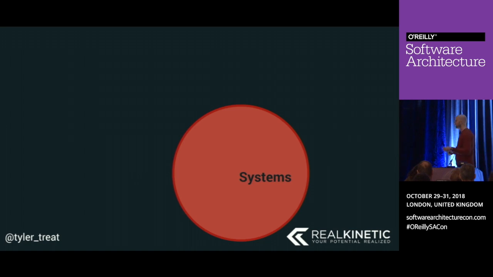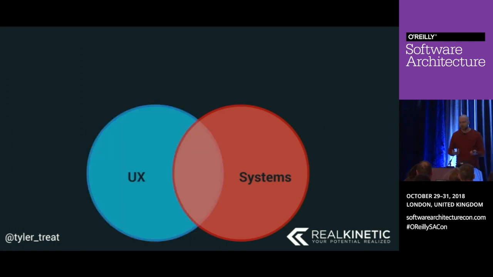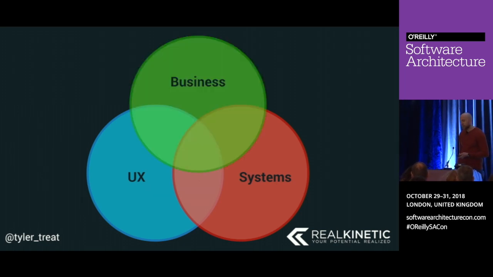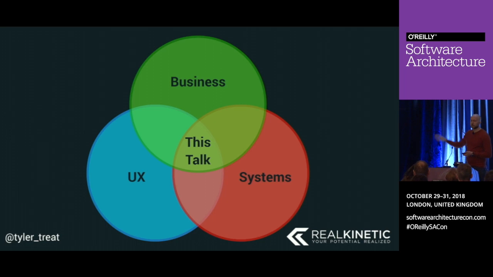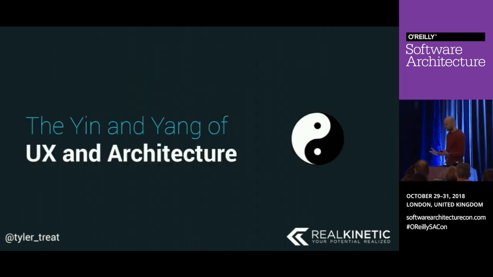We're not going to talk about those kinds of things, but really it's about the intersection of systems and system design, UX, and the business. And that's really where this talk fits in. So we'll start by talking about just that, this relationship between UX and architecture, because there's kind of this symbiotic relationship almost.